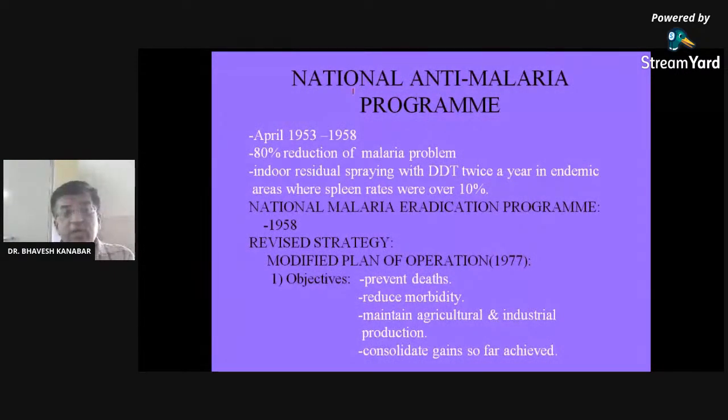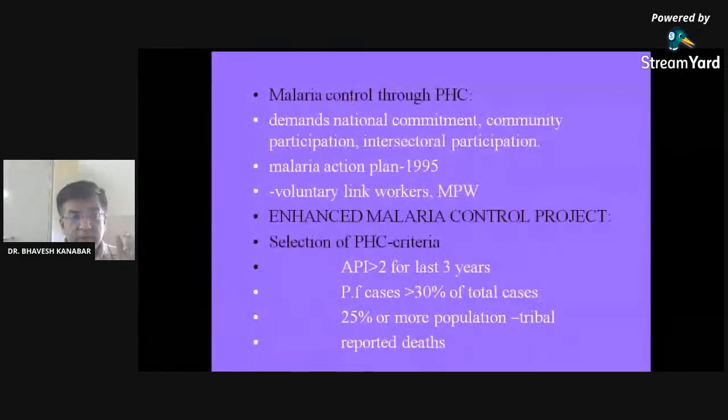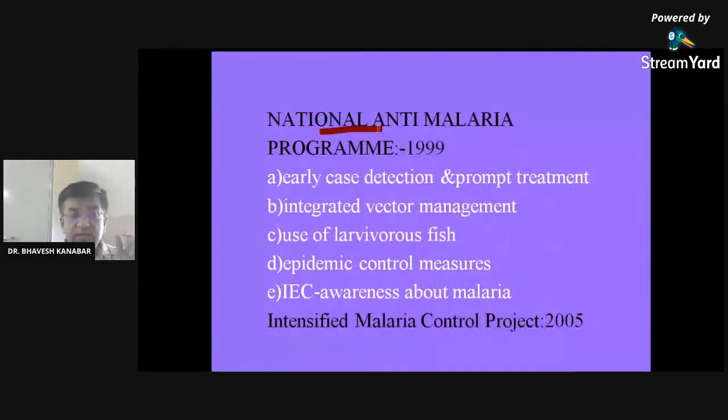Previously, this malaria program was the National Anti-Malaria Program. Then frequently the name of the malaria program has been changed. First, there was the National Anti-Malaria Program. Then the name was changed to National Malaria Eradication Program. Right? Then again it was the National Anti-Malaria Program.